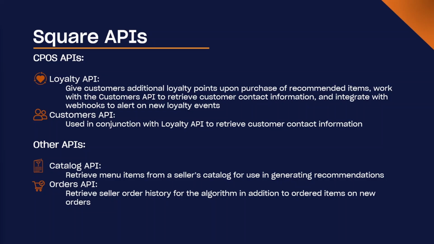Before we wrap up the demo, I also wanted to touch on the Square APIs we ended up using for Dingo. The customer point of sale APIs we used were the loyalty API and the customers API. The loyalty API was used to grant customers additional loyalty points upon purchase of a recommended item, and we integrated the customers and loyalty API to retrieve customer contact information. We also used the catalog and orders APIs in order to retrieve information for our algorithm.